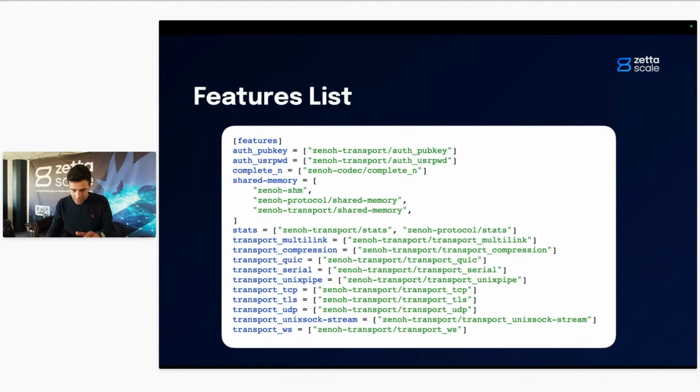So you see there are a few of those, and we will see then which features are actually included by default. So authentication by means of public key is a feature. Authentication by means of user and password is a feature. Complete N, we will probably discuss it at the tail of this webinar.